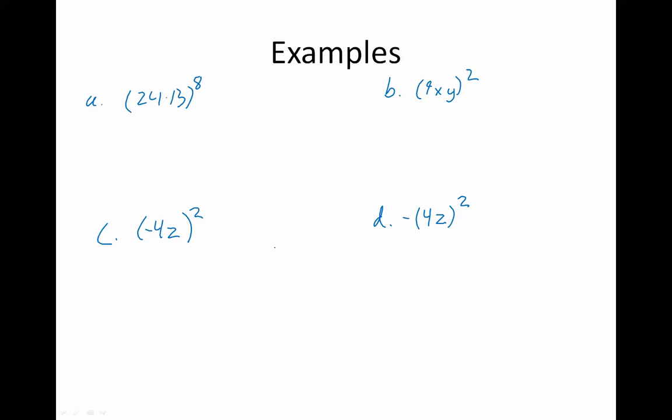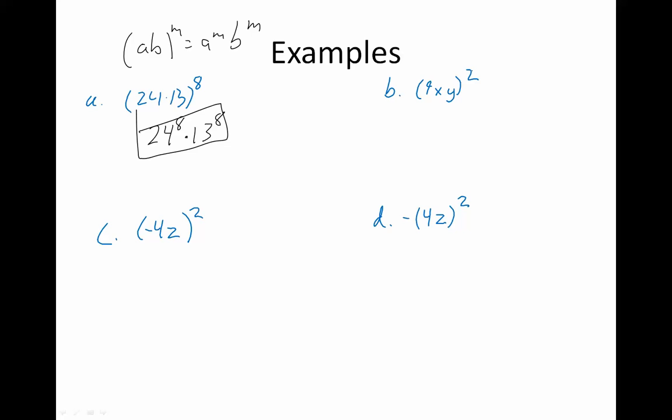Let's do some examples. This is 24 times 13 to the 8th power. In other words, using our product of powers rule, again, ab to the m is a to the m times b to the m. This is 24 to the 8th times 13 to the 8th. And again, we could figure this out. This is a very large number, 24 to the 8th power times 13 to the 8th power. Exponent notation is sufficient for this. But notice that the 8th power went to both of these through multiplication.